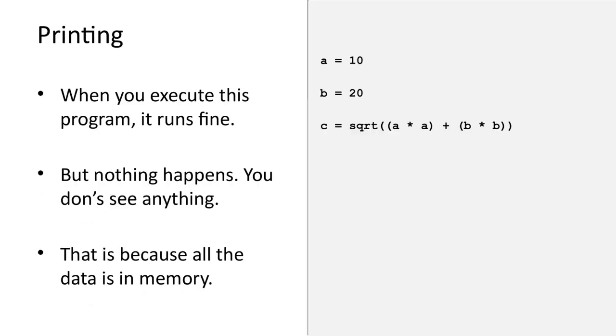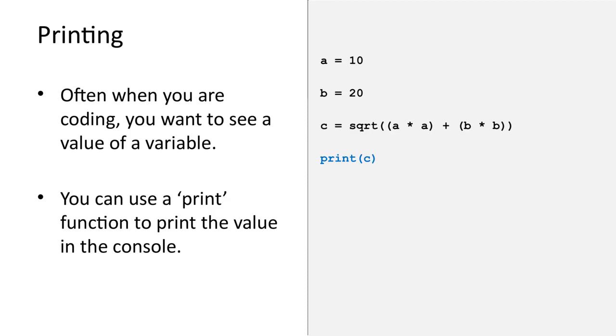When you run the code that is shown here, there is no output. You will not see anything. You might want to see the value of the variable called C. A very common technique when coding is printing values of variables. In Python, the print function can be used for this purpose. Most programming languages will have a similar function.